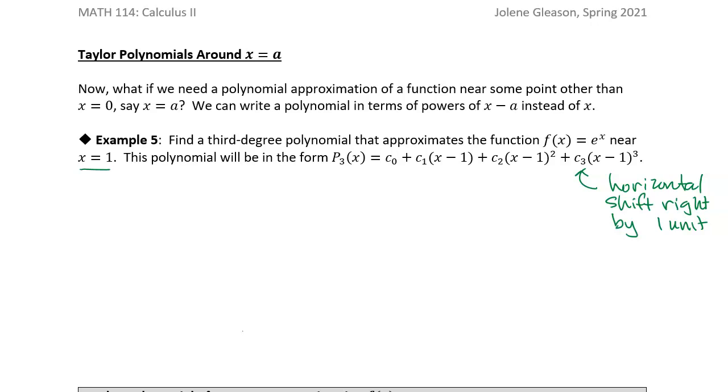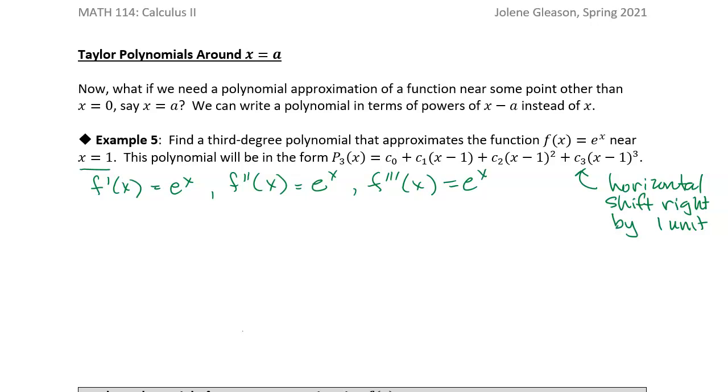So let's first look at the derivatives of e to the x. Let's just compute those, and they're super easy to compute, because the derivative of e to the x is e to the x. We take the derivative of the derivative, and we get e to the x. We take the derivative of that, and we get e to the x. So those are really simple.